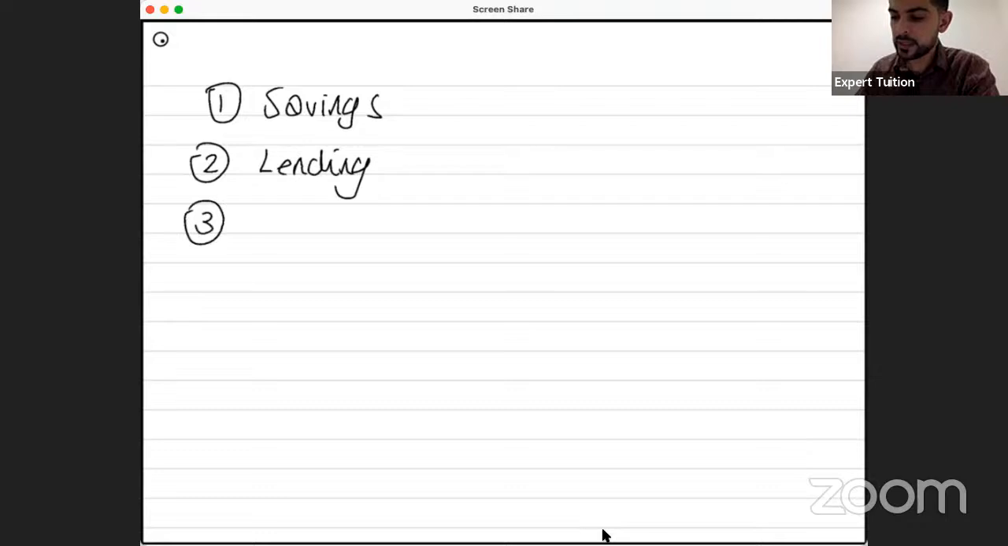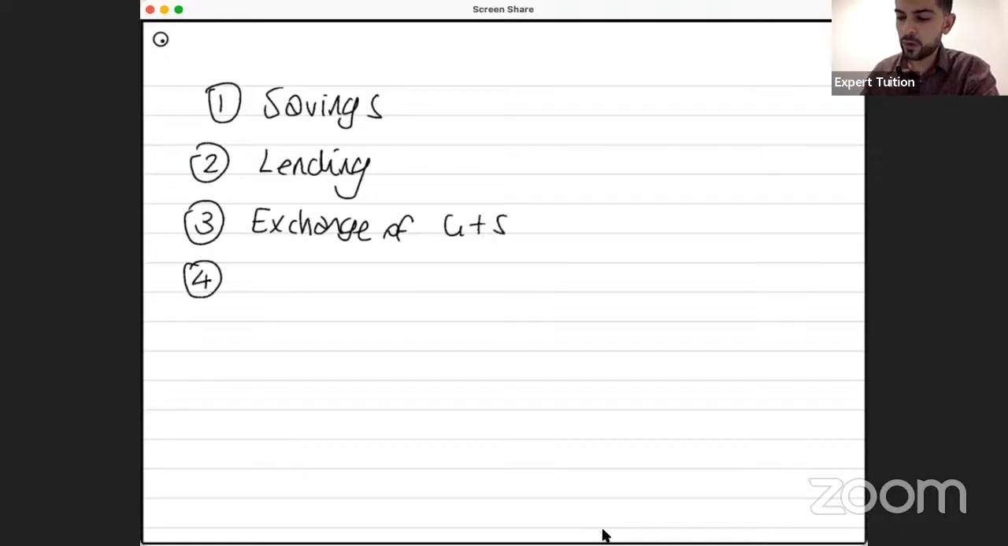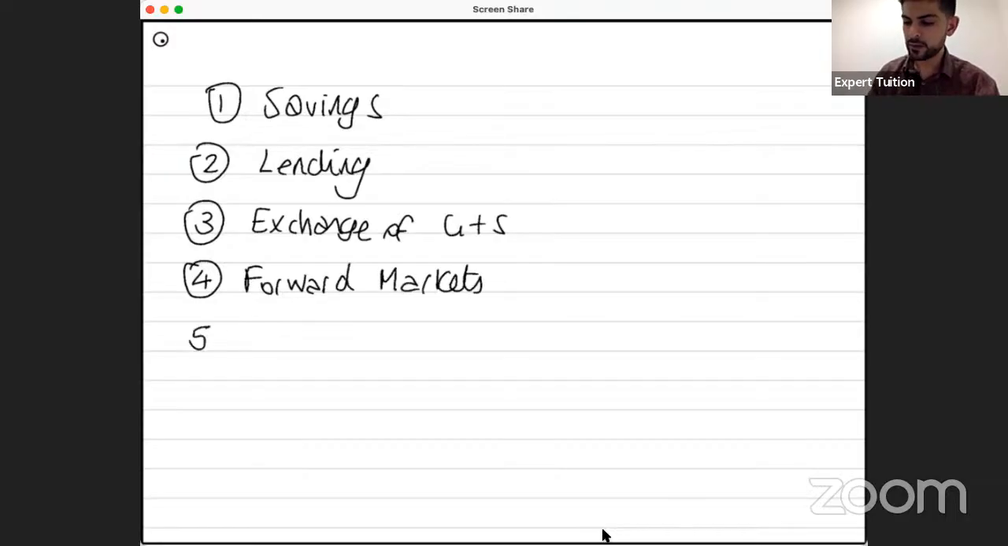Number 3, to facilitate the exchange of goods and services. Number 4, to provide something called forward markets. And finally, number 5, so that's number 4. Finally, number 5 is that it provides a market for something called equities.